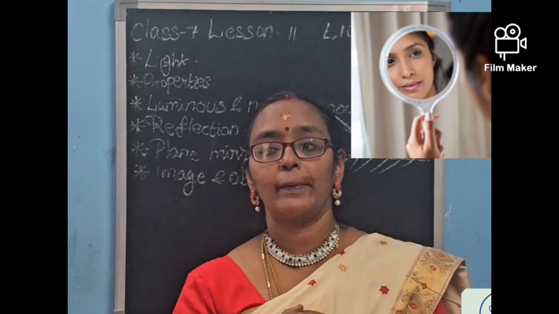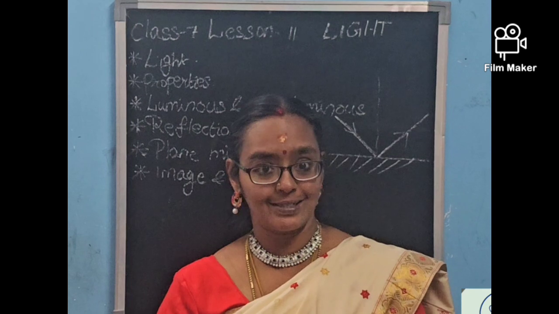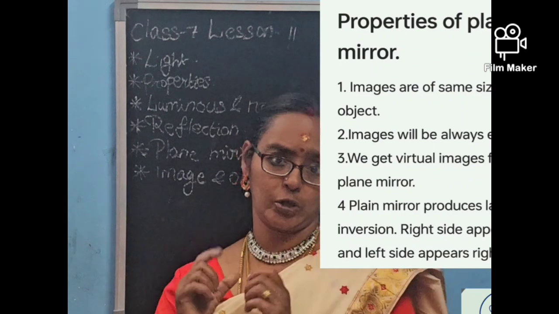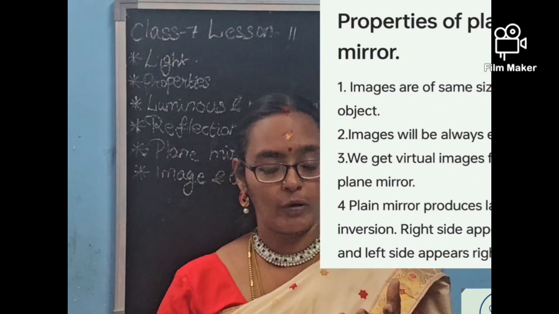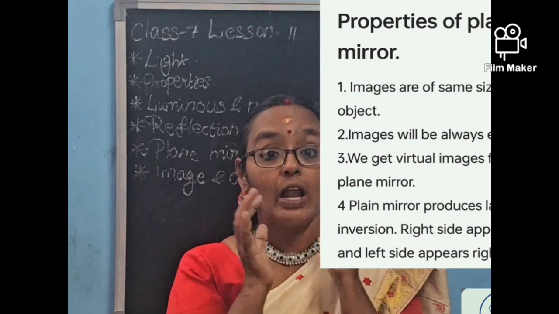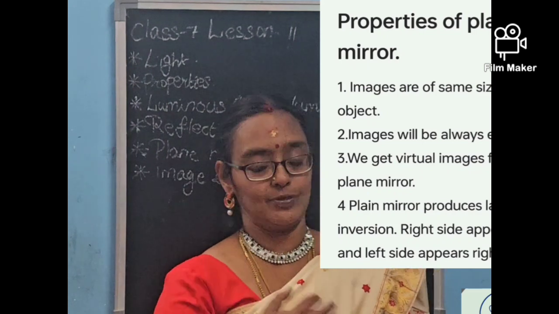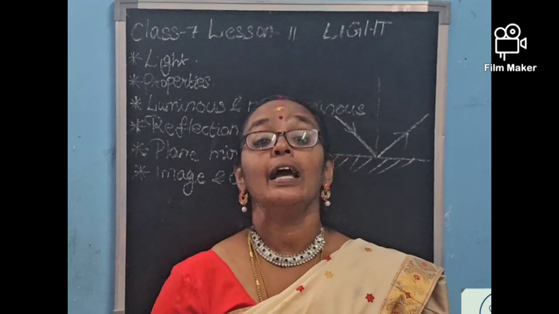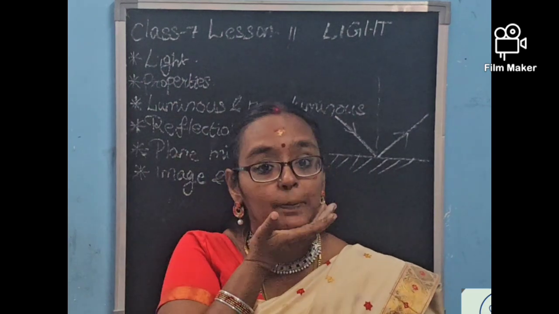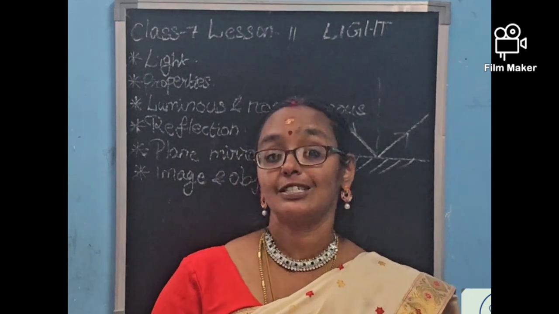Now we will discuss the specialities of the images formed in a plane mirror. The image seen in the plane mirror has the same size as the object. When we see our face in a plane mirror, is it smaller? No. Is our face very big in the plane mirror? No. It is the same size as the object. The second one is that we get erect images, which means the upper part will be upside only and the lower part will be downside only. It will not be upside down. It will be an erect image.